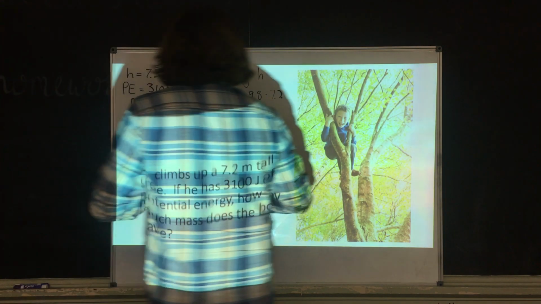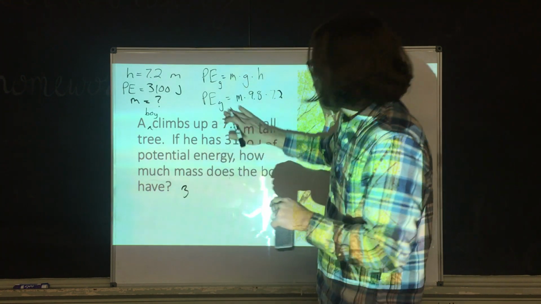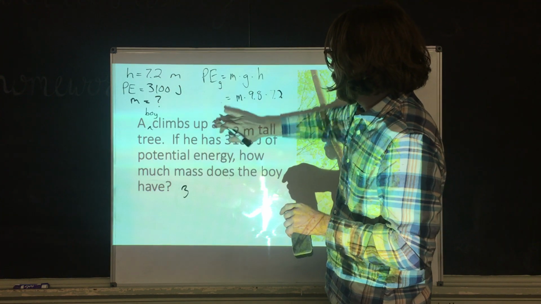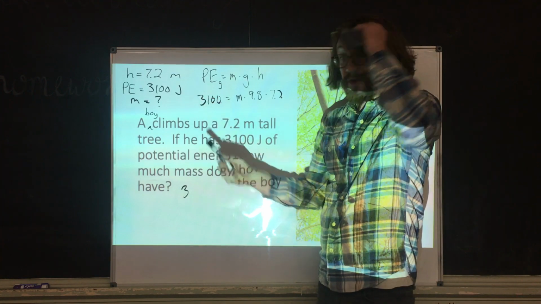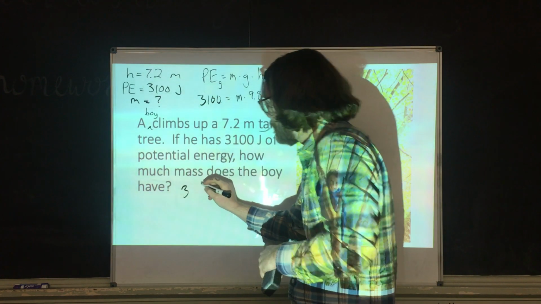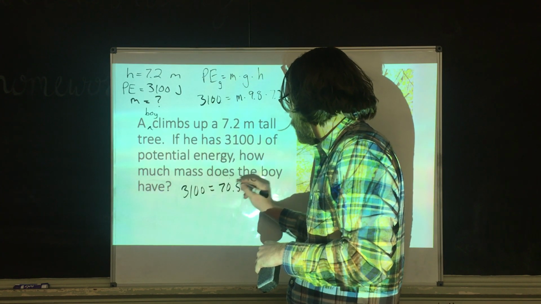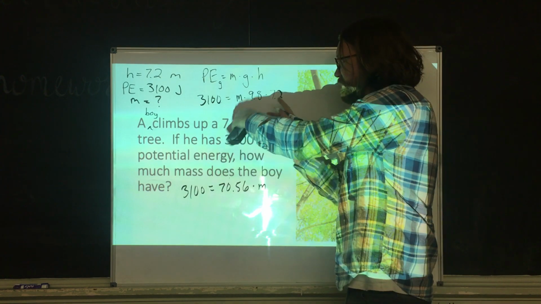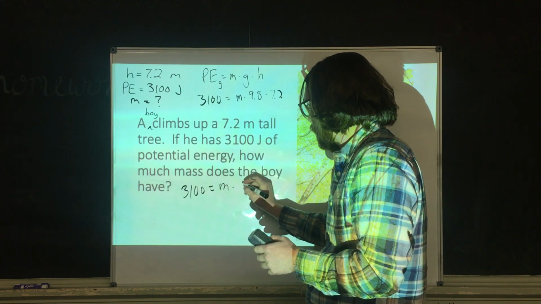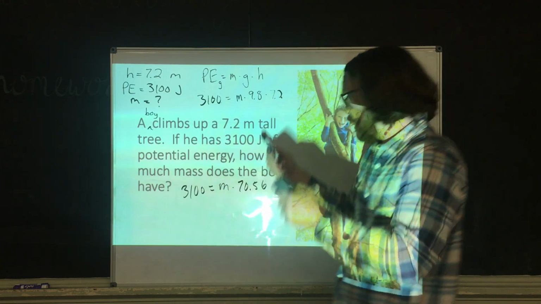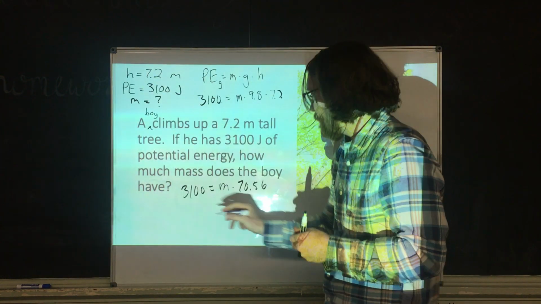Now I know that my potential energy, which I forgot to plug in, goes right here. That's 3,100 joules. So we have 3,100 joules is equal to 70.56 times the mass. If it makes it look more normal to you, you can flip these two around and bring the mass down here, times 70.56. Those are the same thing. Again, we're trying to get the mass by itself. That's what we're looking for. What's the mass of the boy?